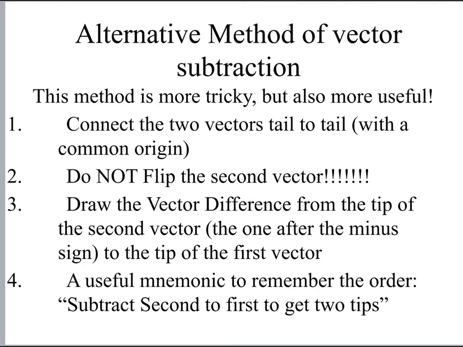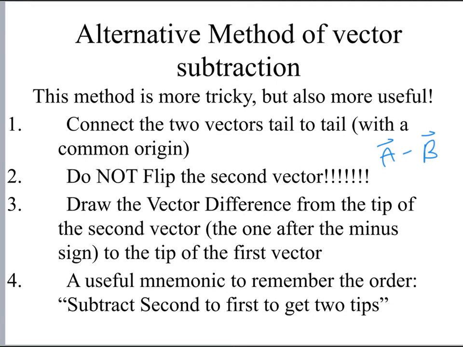Now, once we have them connected tail to tail, we can immediately draw the vector difference from the tip of the second to the tip of the first. And again, when we say second, we mean the one after the minus sign. A useful mnemonic to remember the order: subtract second to first to get two tips. In other words, we're going to go from the second to the first. So, for example, over here I've drawn in a minus b. Remember, b is the second and a is the first. And so we go second to the first, from the tip to the tip.